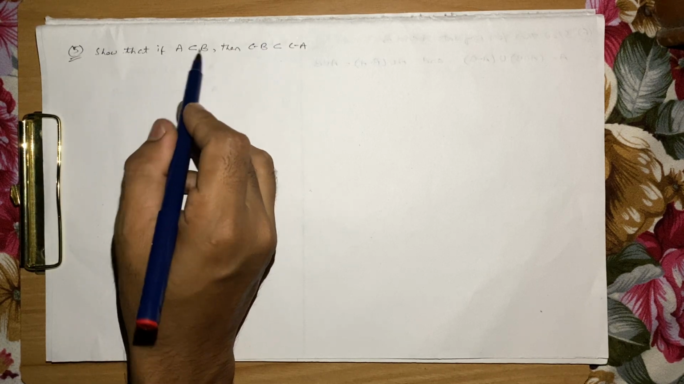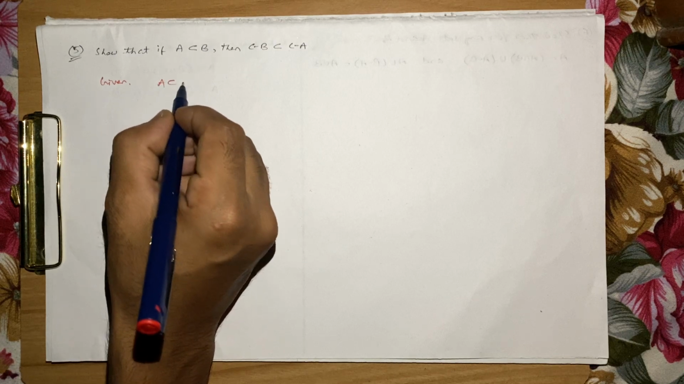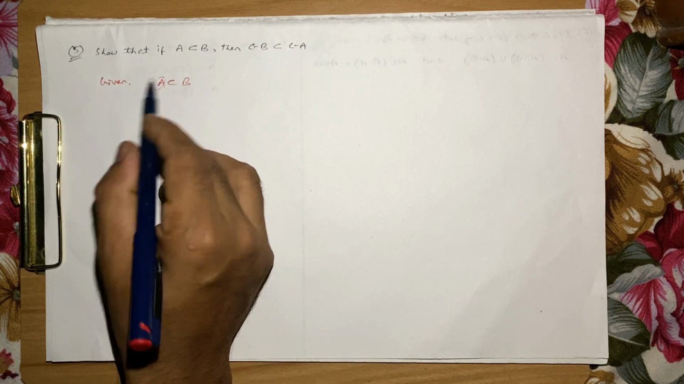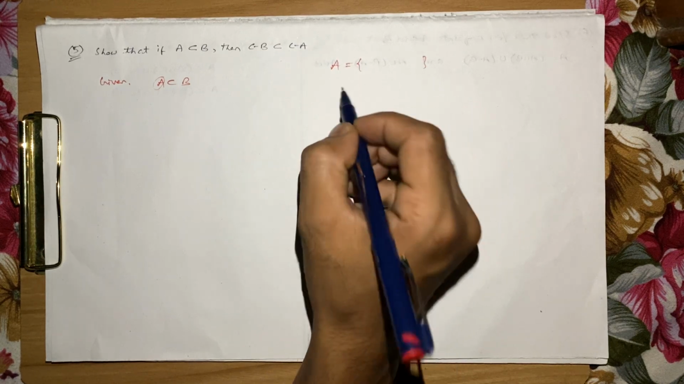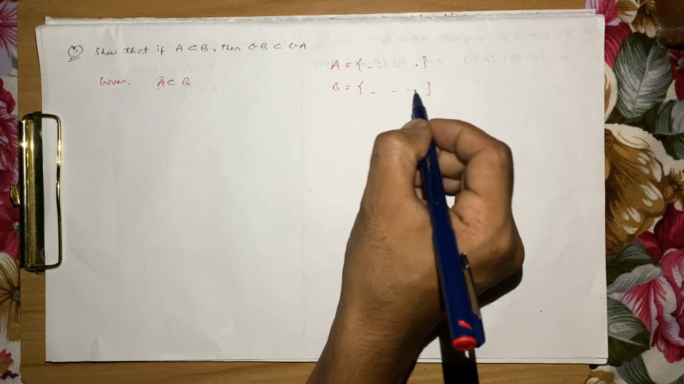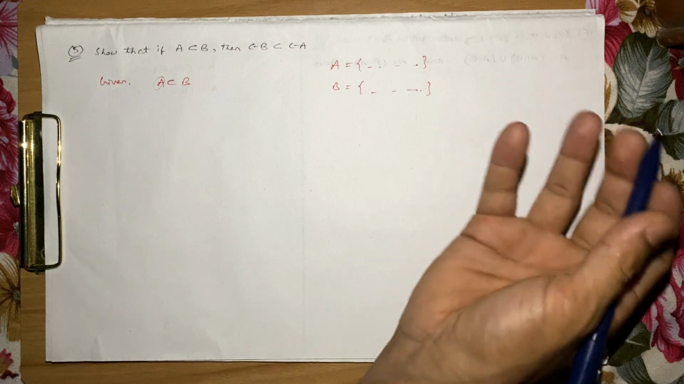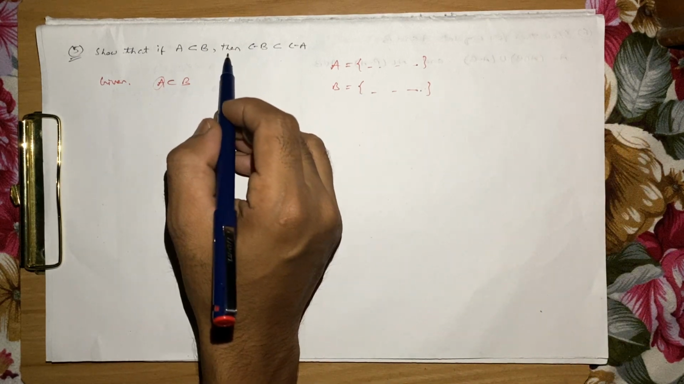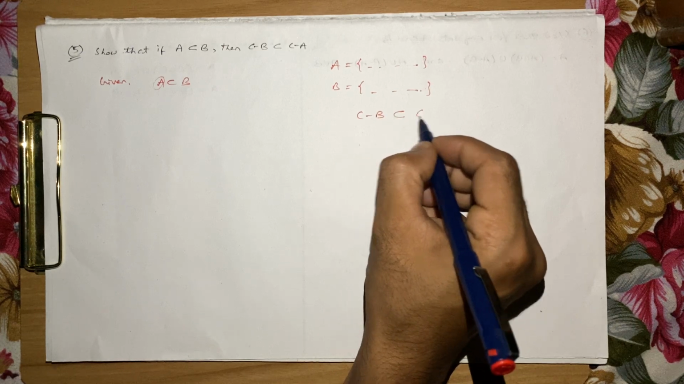Show that if A is a subset of B. Here it is given to us, okay. Given is what? A is a subset of B, means each and every element that is present in the set A, okay. A must be a set like this, and B must be a set like this. So whatever is present in A is also present in B. B may have something extra, or B may not have something extra. It doesn't matter to us as of now. Then you need to show this, that C minus B is a subset of C minus A.